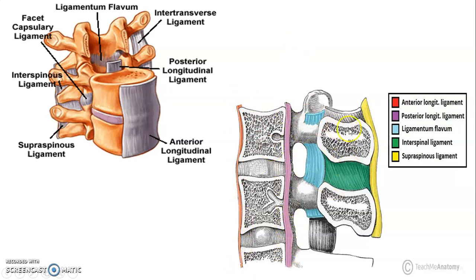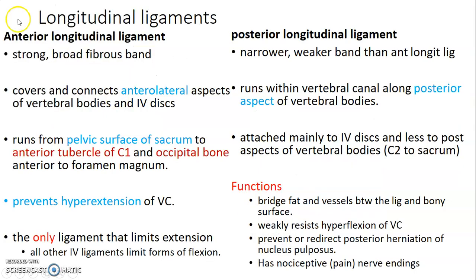Remember, you have your vertebral canal here, with the spinal cord passing, and this is your vertebral body. So this is the anterior longitudinal ligament, and this is the posterior longitudinal ligament. Then remember, you have the spinous processes here. They are connected by the interspinous ligament, and the tips of the spinous processes are connected by the supraspinous ligament. The laminae of the vertebrae are connected by the ligamentum flavum. So the anterior longitudinal ligament is strong, broad, and fibrous, and it's on the anterolateral aspect of the vertebral bodies and IV discs, extending from the pelvic surface of the sacrum upwards to C1 and the occipital bone.